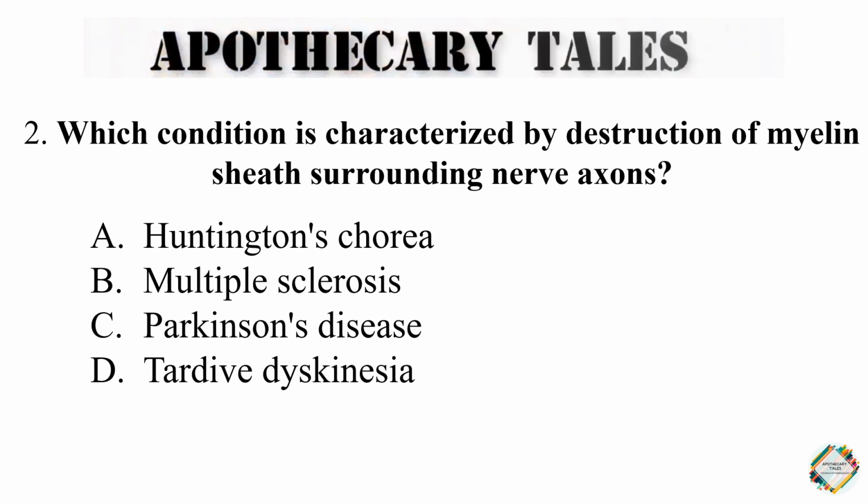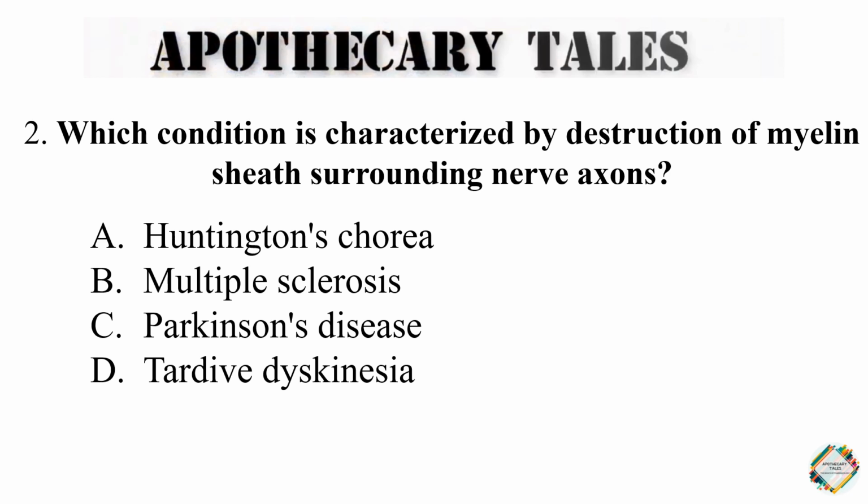First one is Huntington's chorea. This is basically a mutation in the gene for a protein called Huntington, and thereby this will lead to certain movement disorder. Moving on to the second option, multiple sclerosis, which is an autoimmune disorder which leads to the destruction of myelin sheath surrounding the nerve axons. Parkinson's disease, the third option, is nothing else but a nerve cell damage which will lead to the depletion of dopamine or increase in acetylcholine.